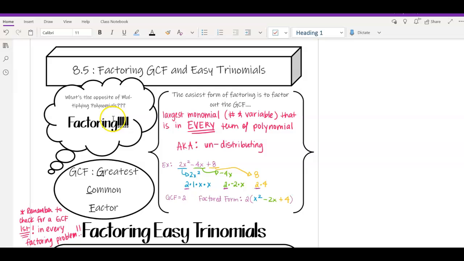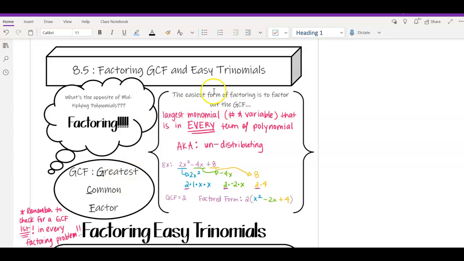So we're going to learn a bunch of different types of factoring, and today we're going to do the easy kinds of factoring. We're going to start by talking about the GCF, or the greatest common factor. Remember, I told you we were going to talk about that first distributive property problem that you did in the review? GCF, or greatest common factor, is the opposite of distributive property.